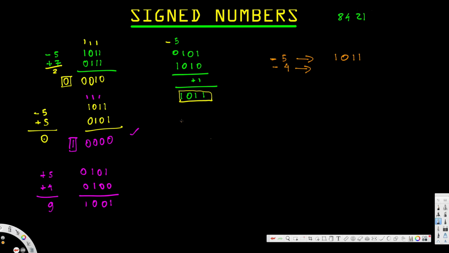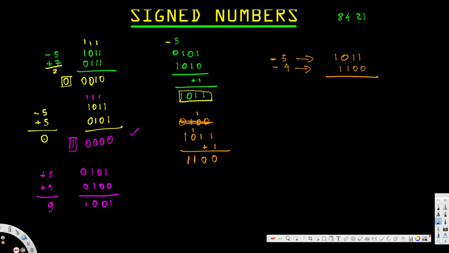Okay, for 4 we have 0 1 0 0, and the 1's complement of this one is 1 0 1 1, and the 2's complement is the addition of 1 to this one. 1 plus 1 is 0, we have a carry. So this is 0, here we have 1 plus 0, that's 1, and then this is 1, right? So 1 1 0 0 is the 2's complement of 4, so this is -4, and for -5 it is 1 0 1 1 right here.